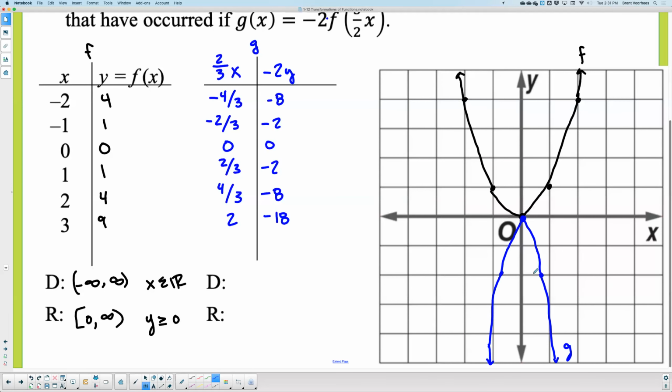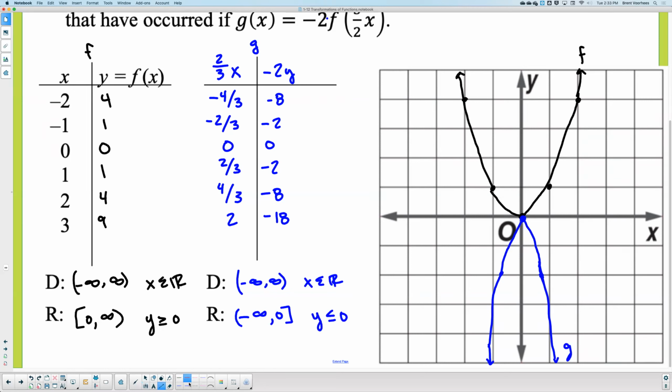Okay. Domain, is it still all reals? Yes, if you start with infinities, it's going to stay with infinities. You can't change infinities other than positives and negatives. That's the only thing. What about the range? Is it still 0 to infinity? Yes, because when you multiply by -2, what's 0 times -2? 0. So I still have a 0, but when I do -2 times positive infinity, it becomes negative infinity. So negative infinity is smaller, it goes first, and 0 becomes my larger number. So now we'd say y is less than or equal to 0.